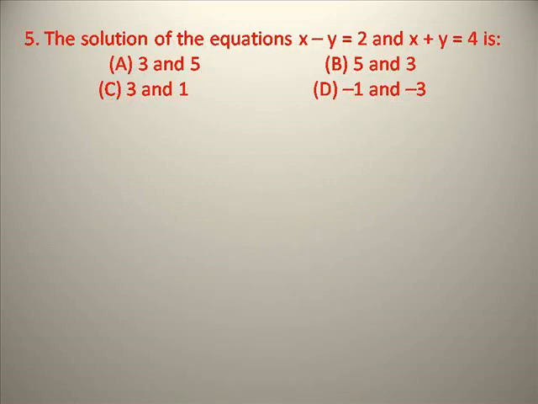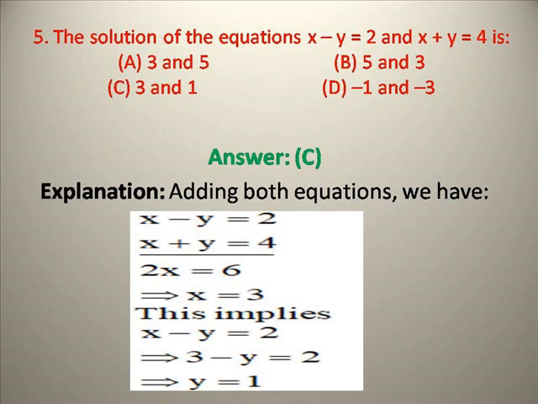Now number 5, the solution of the equations x minus y equals 2 and x plus y equals 4 is. You have 4 options. Answer is 3 and 1. You can see if we use the elimination process, then by adding the two equations, y will be eliminated and you will get the value of x is 3. After putting this value of x, you will get the value of y is 1. So option C is the correct answer.